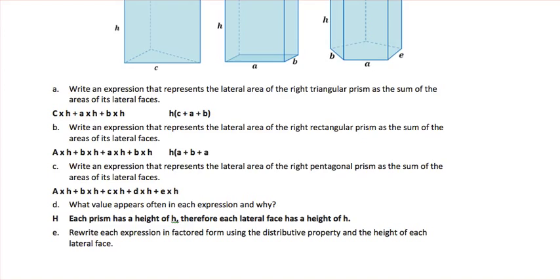A plus B plus A plus B, which I could rewrite as H times 2A plus 2B. And then for my pentagonal prism, I would write H times A plus B plus C plus D plus E.